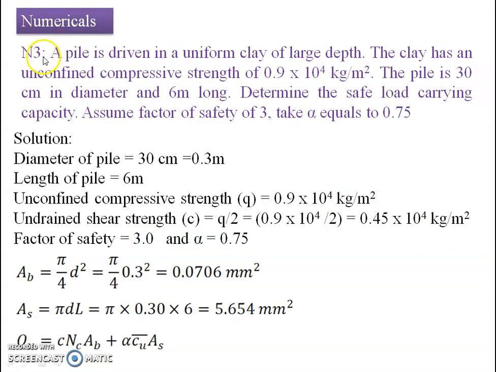Now let us go towards numerical number 3, where it states that a pile is driven in a uniform clay of large depth. The clay has an unconfined compressive strength of 0.9 into 10 raised to 4 kilonewton per meter square. The pile is 30 centimeter in diameter and 6 meter long. Determine the safe load carrying capacity. Assume factor of safety 3 and take alpha equals 0.75.